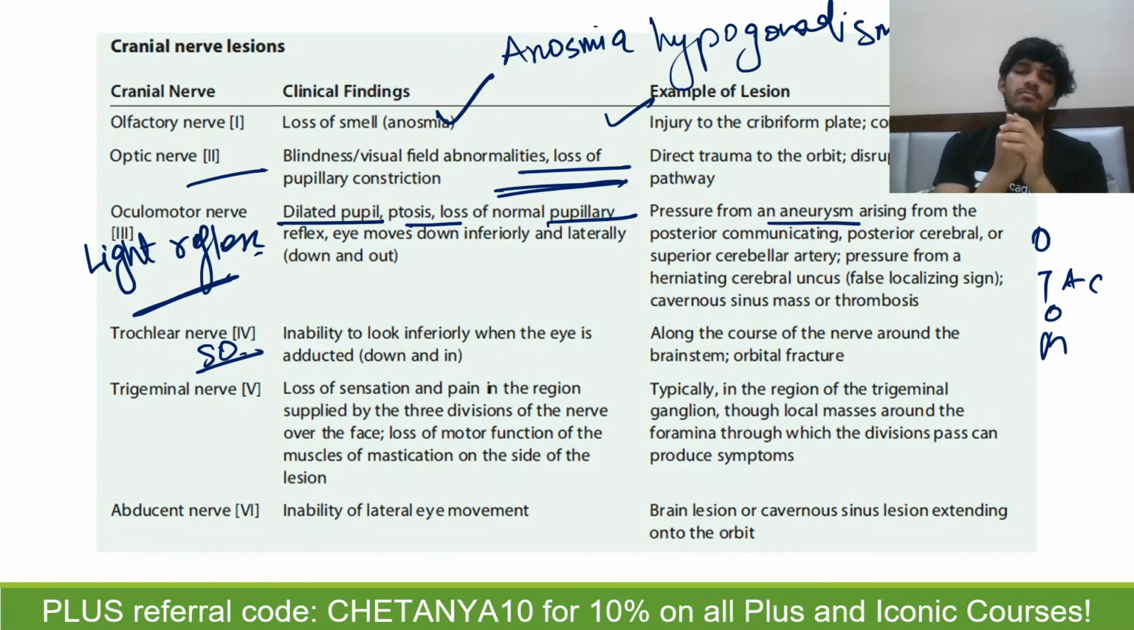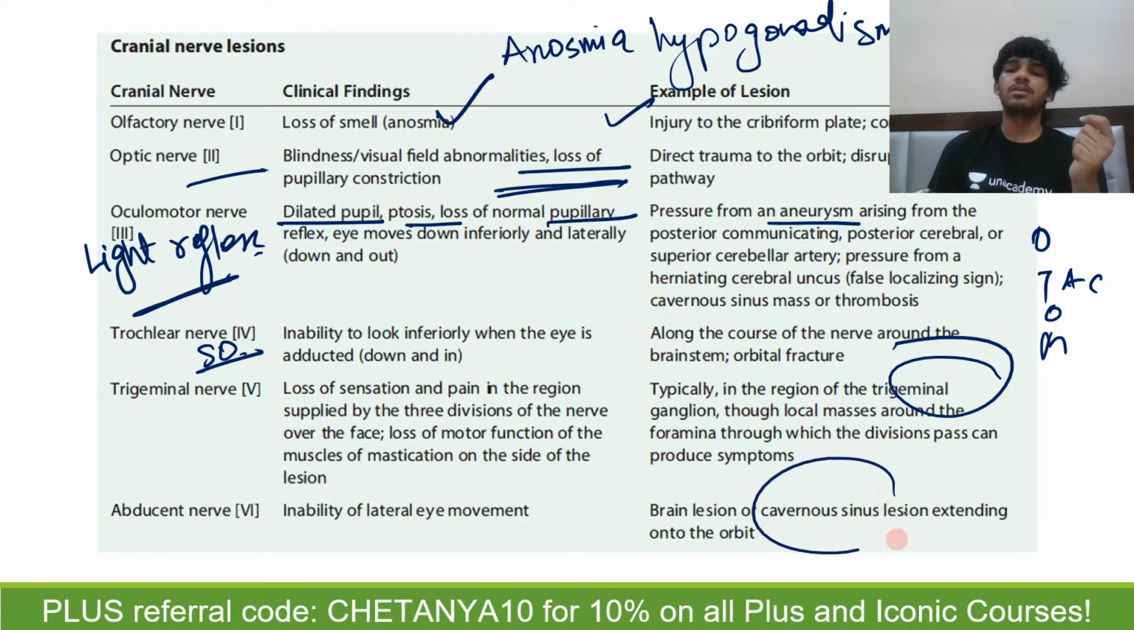Then you will have the trigeminal. बहुत सारी चीजें होंगी. You will have loss of sensation, loss of motor function of mastication, will not be able to chew, right? Then abducens nerve, you will not be able to move your eye laterally. All right. So that is abducens nerve. Here this can happen around the trigeminal ganglia. This can happen in the cavernous sinus.